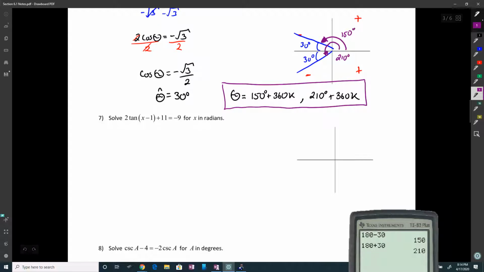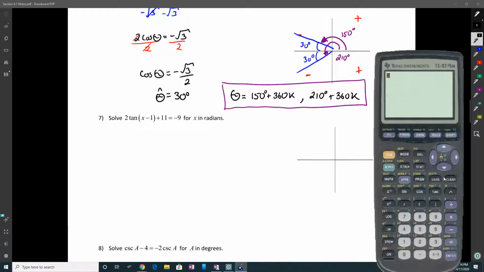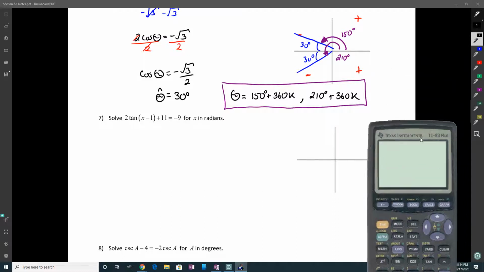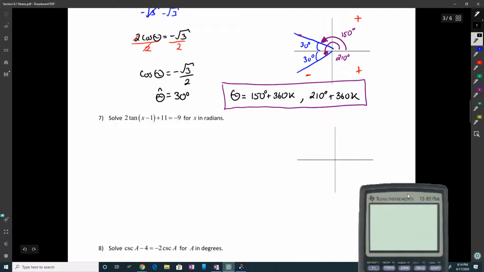Solve 2 tangent of x minus 1 plus 11 equals negative 9. Okay, and this one is going to be in radians. So since it's in radians, just to make sure, I'm going to go to my calculator, go to mode, and select radians. And now I want to solve for tangent of x minus 1, so I want to get this part by itself. My first step is to subtract the 11. So I have 2 tangent of x minus 1 equals negative 20.